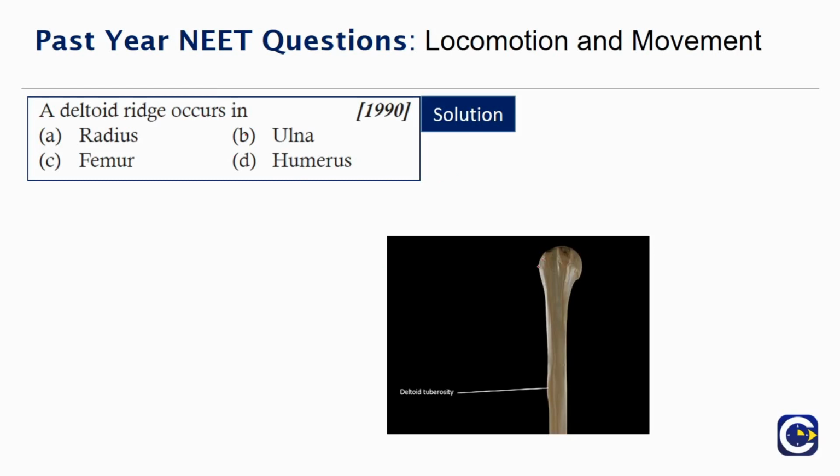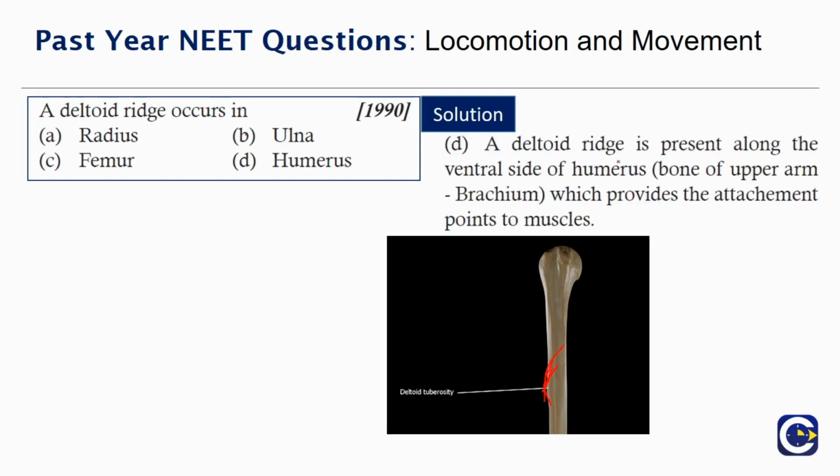This is the humerus bone, that is the upper limb, and we have the deltoid process, which is the deltoid tuberosity. That is, there is a small elevation here, that is the deltoid ridge. Deltoid ridge is present in the ventral side of the humerus, that is the bone of the upper arm, which provides attachment point to the muscles. So the answer is humerus. Moving on to the next question.